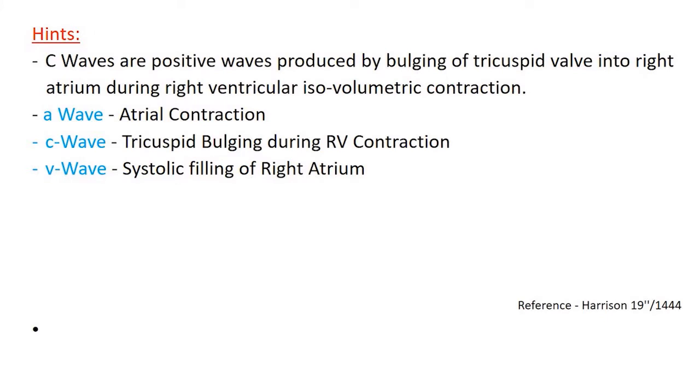C waves are positive waves produced by bulging of the tricuspid valve into the right atrium during right ventricular isovolumetric contraction. A wave, atrial contraction. C wave, tricuspid bulging during RV contraction. And V waves are due to systolic filling of the right atrium.